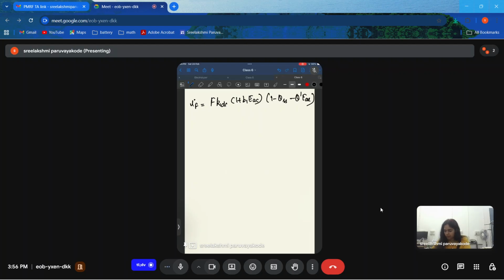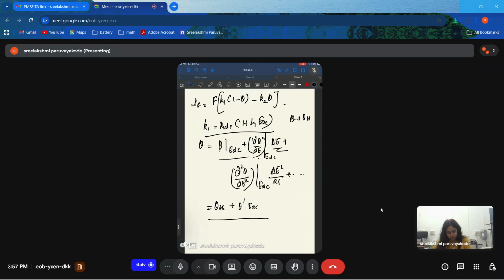Now we have also one more term, minus K2. Same way, because it's not dependent upon the potential, it's just K2 theta. So theta is just theta SS plus theta dash EAC. I'm sorry. There's something else I had to explain before writing this, and that is the current. Okay, I made a mistake here also. I just realized it now.